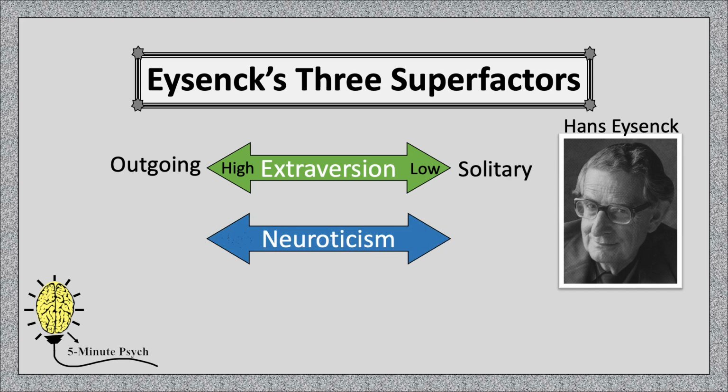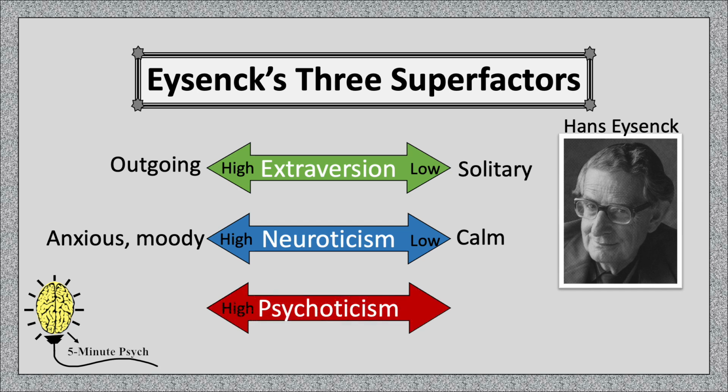Neuroticism, a high score here would mean you're moody and temperamental, while a low score signifies someone who is more calm and emotionally stable. And finally, psychoticism. A high score would indicate impulsiveness and creativity, while a low score would suggest someone who is disciplined and self-controlled. Eysenck believed that these superfactors acted like primary colors, in that they could be combined to derive many other traits.